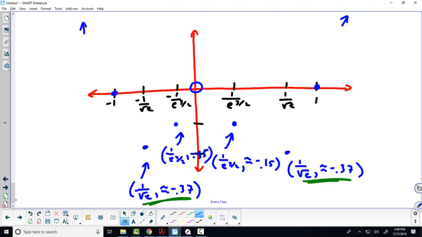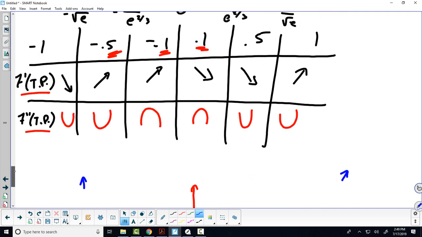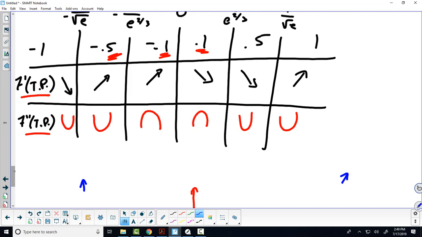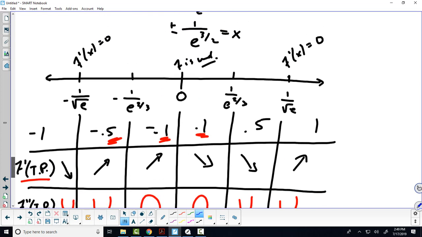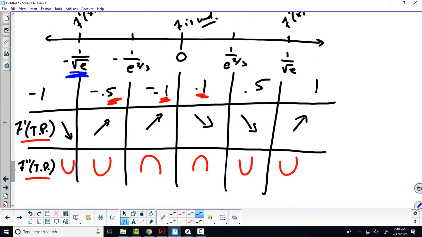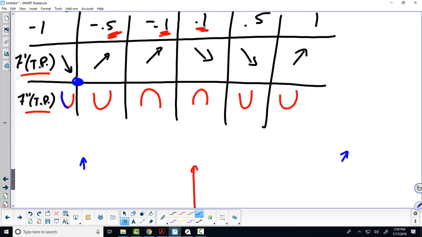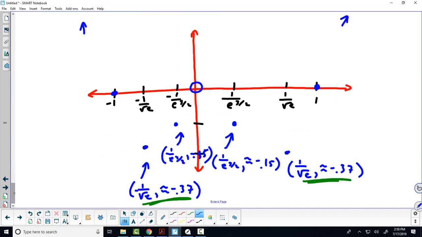Okay, so we've got our points plotted, and we're ready to put this all together using our increasing, decreasing and concavity chart. Notice this is a local minimum here. Before we get to that local minimum, we're going to be decreasing in a concave up manner. So here we are decreasing in a concave up way.